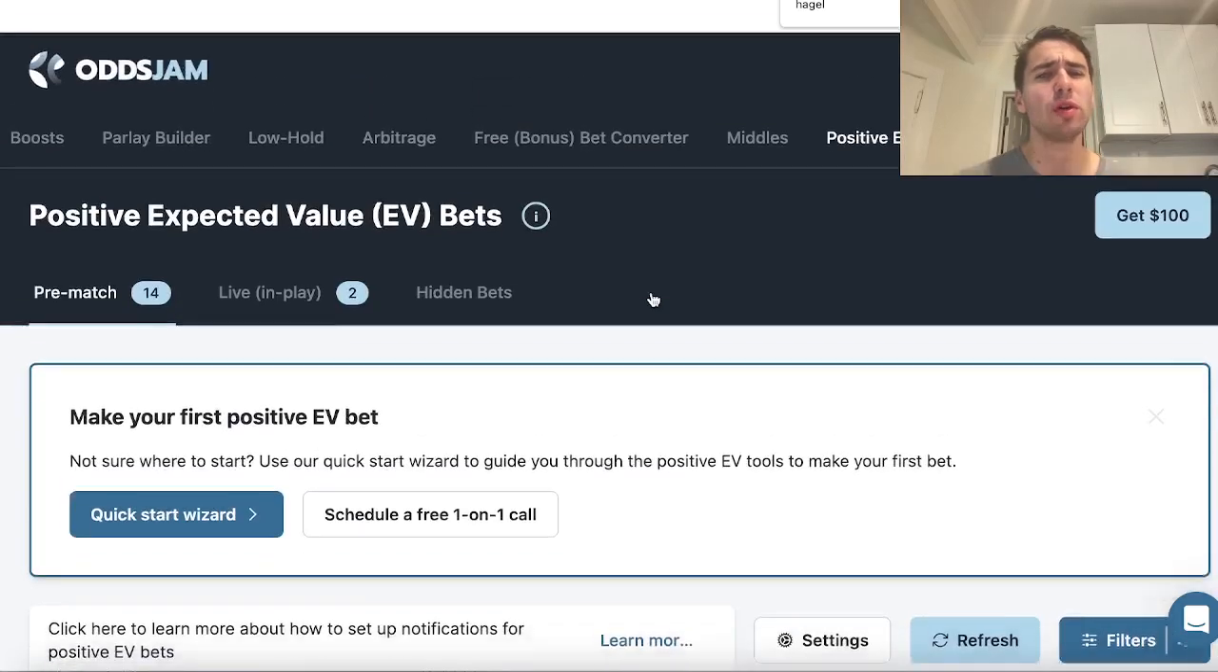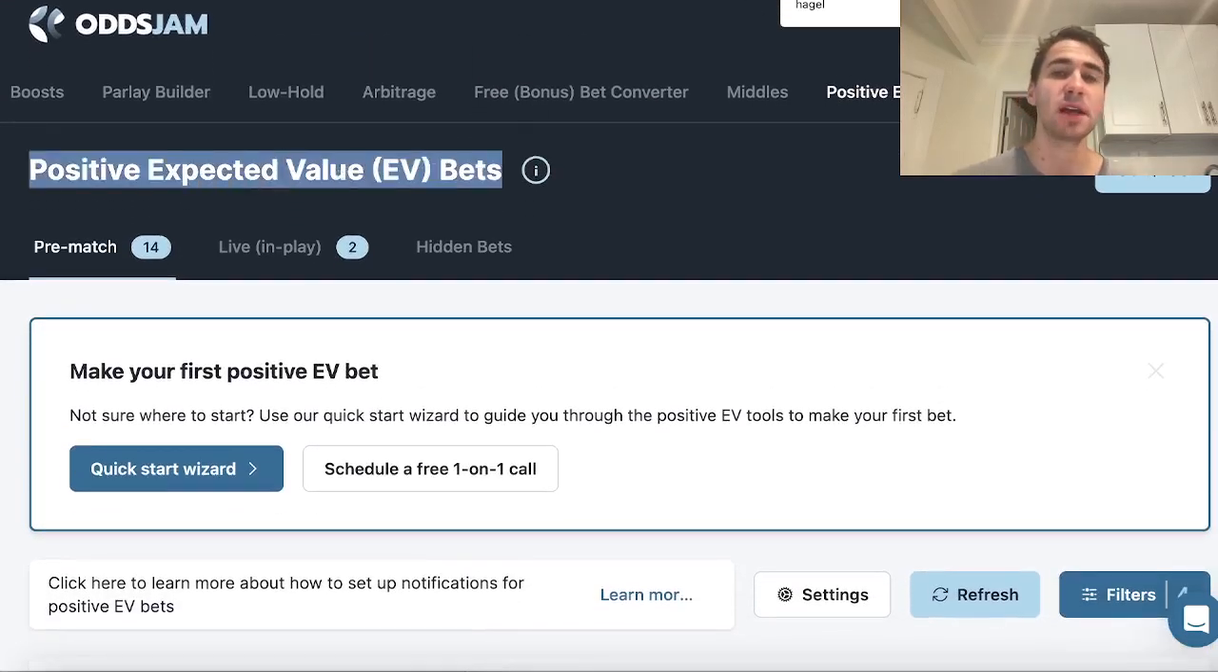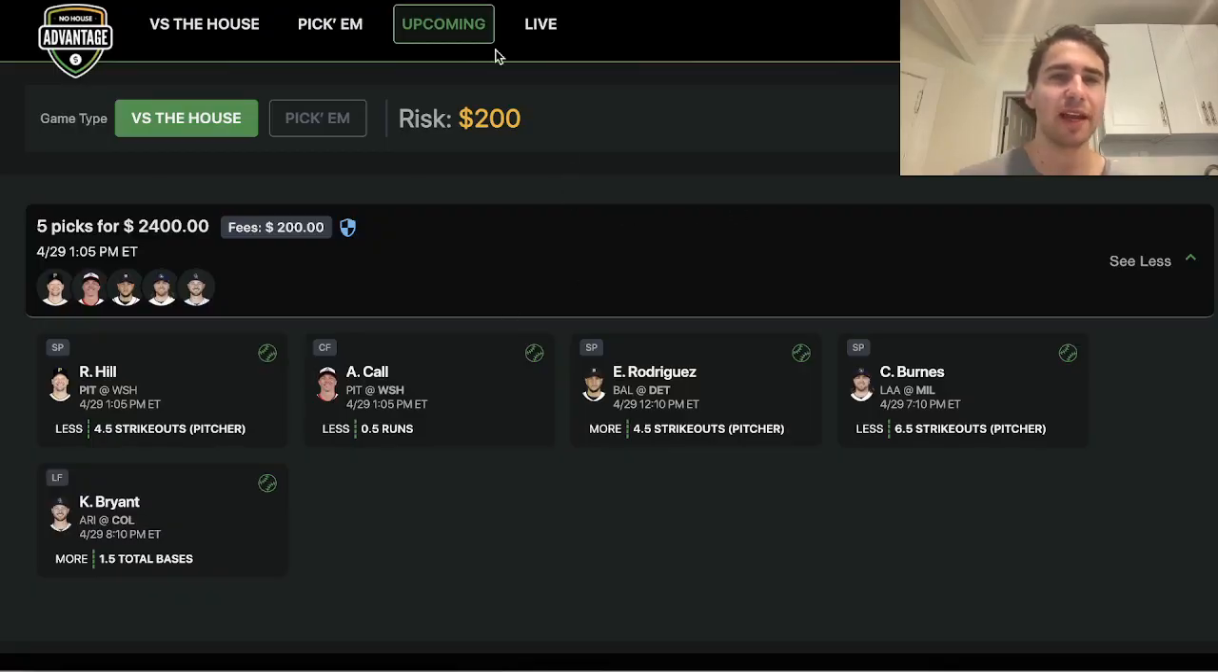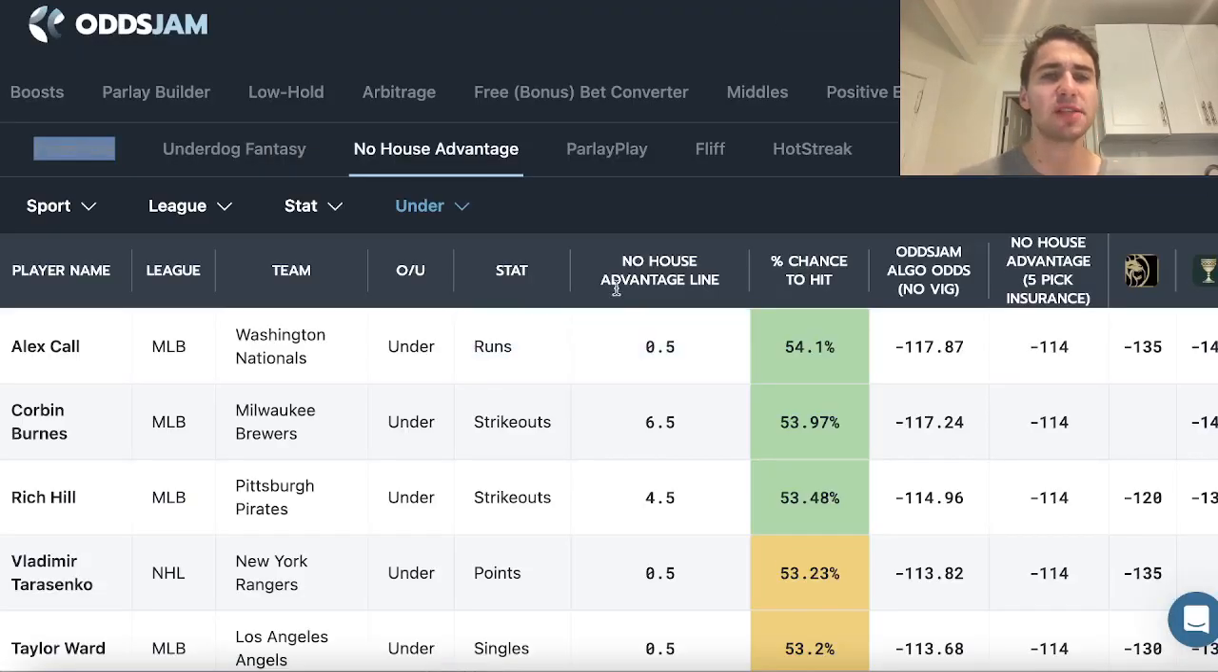So this is the first tool I use to find a lot of my player props for Underdog Fantasy, No House Advantage, these different platforms. But I also use the fantasy screen.